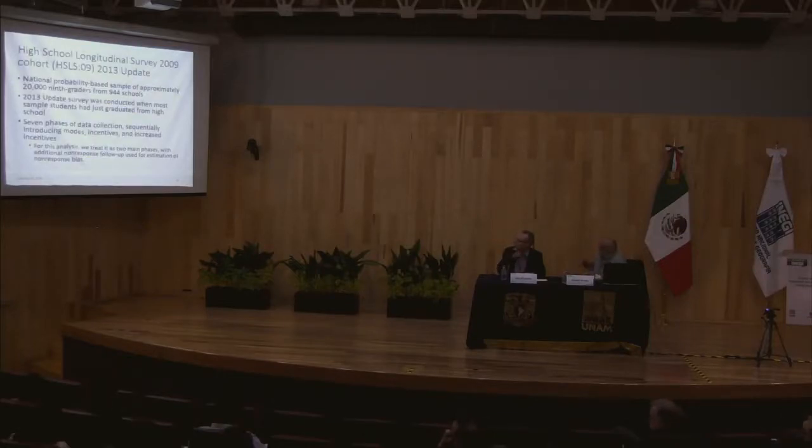So this is HSLS, the high school longitudinal survey of 2009. It's 2009 because the initial sample was drawn back then, but this survey was actually a 2013 update. It's a national probability-based sample of approximately 20,000 ninth graders. So by 2013, most of them were just out of high school. And we had 7 phases of data collection. Initially, there were 6, and then unfortunately, just like what we just saw, the government shut down in the US, and that created a 7th phase with a different protocol.